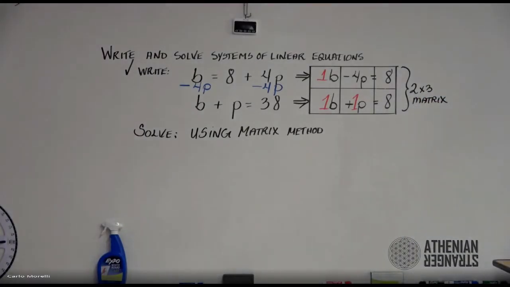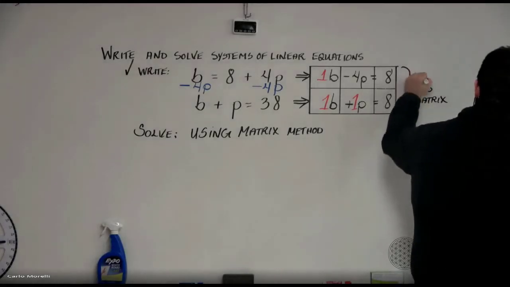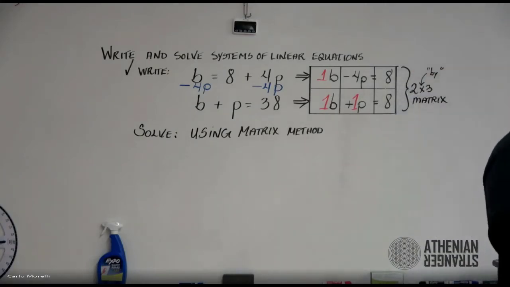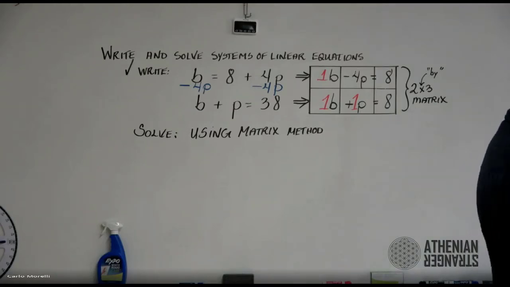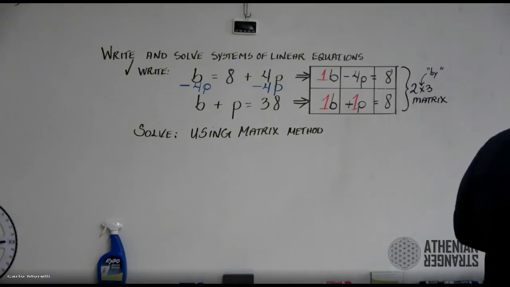Okay. Notice I said 2 by 3. Okay, so this means by. Kind of like sometimes you hear somebody say, "Give me a 2 by 4." They mean a piece of wood with those dimensions. They don't mean give me a 2 times 4. So sometimes that X means the word by. So 2 by 3 matrix.